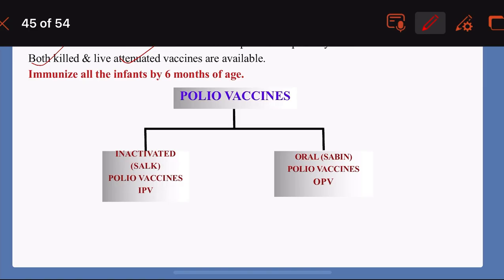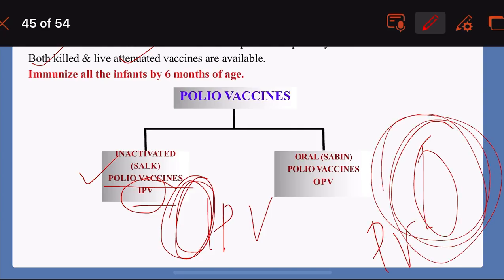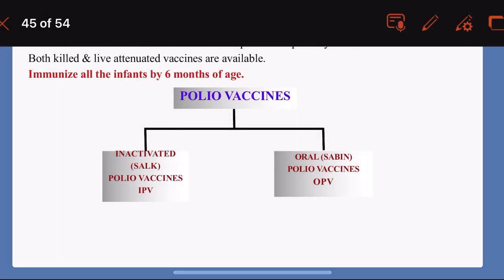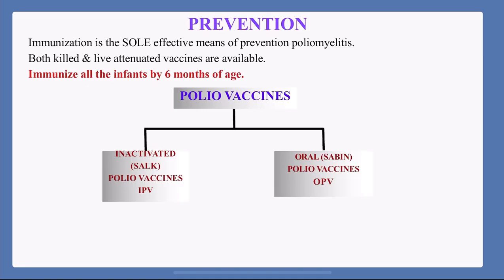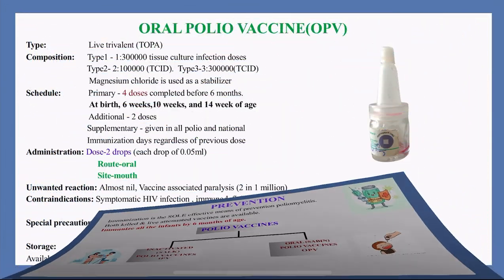It is essential that we immunize all the infants by 6 months of age in order to protect them against the polio virus. So, two types of vaccines are used throughout the world. They are the inactivated Salk polio vaccine, which is IPV, which stands for inactivated polio vaccine, and we have OPV, where O stands for oral polio vaccine. Okay, this is inactivated polio vaccine and this is oral polio vaccine.